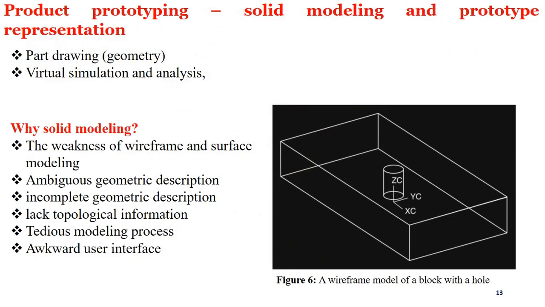Product prototyping, solid modeling, and prototype representations. We use two techniques to represent our model: wireframe and solid form. Wireframe has some drawbacks: it is ambiguous, and we cannot interpret the whole object. We don't know where the corner is, where the hole is. It lacks topological information, has a tedious modeling process, and an awkward user interface. Because of all those drawbacks, we use solid models.